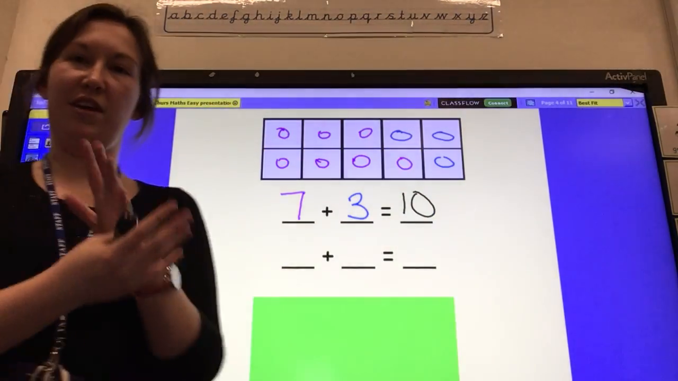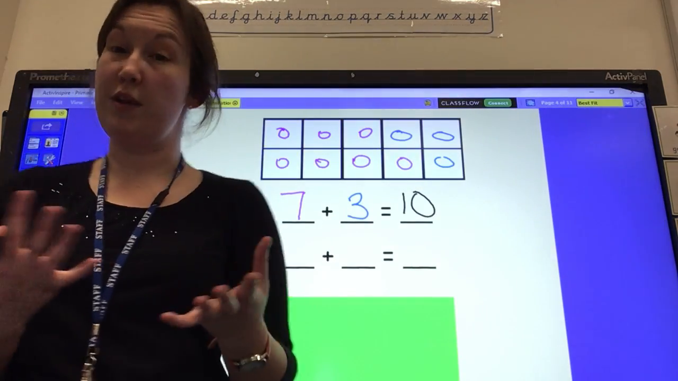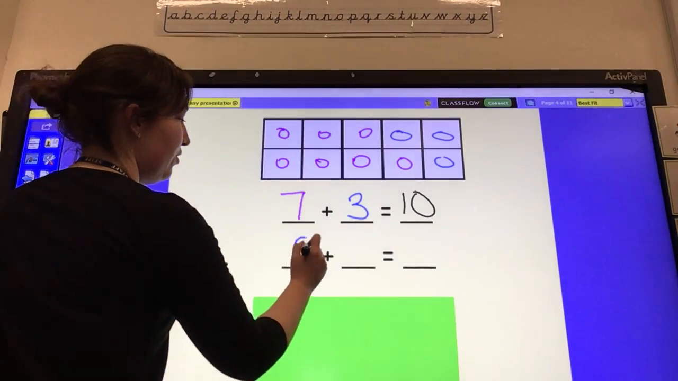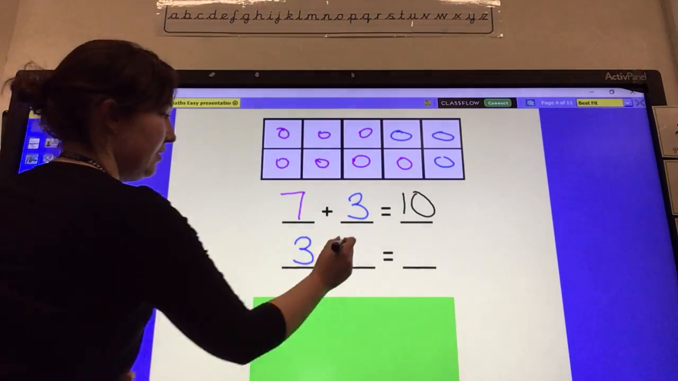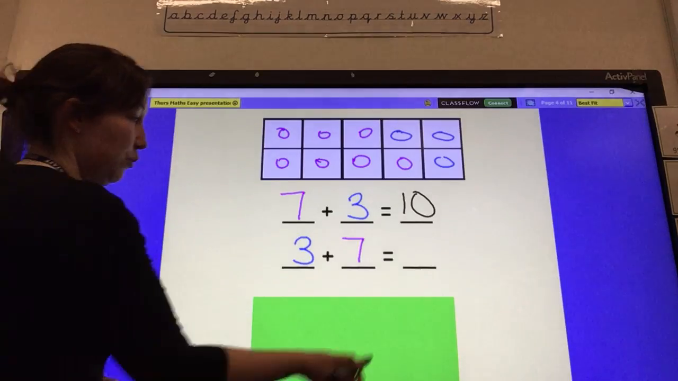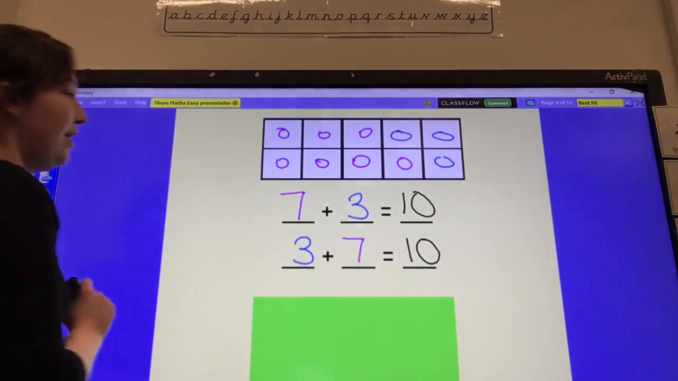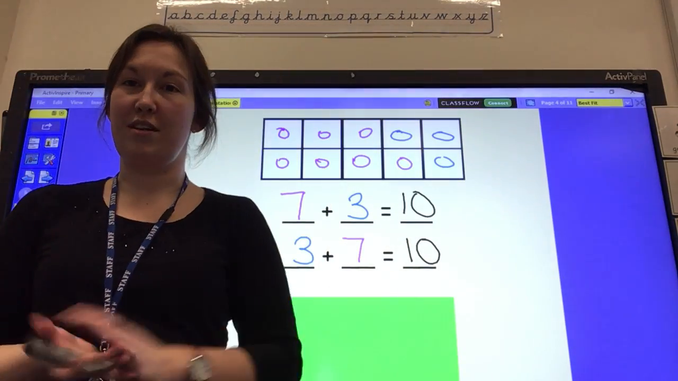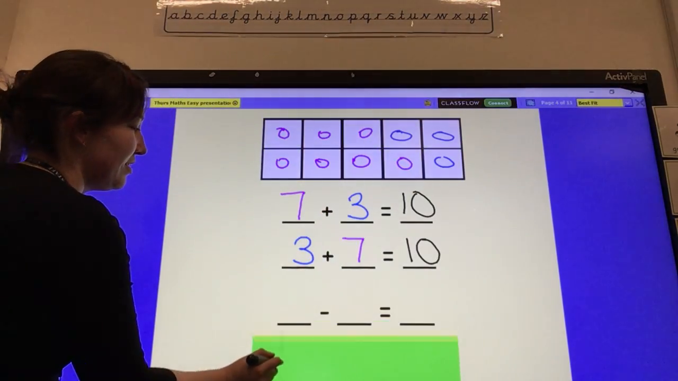But I can turn that round the other way, because addition we can do in any order. So I could have 3 add 7, and it will still equal 10. And from this, I can also turn it into a subtraction number sentence.